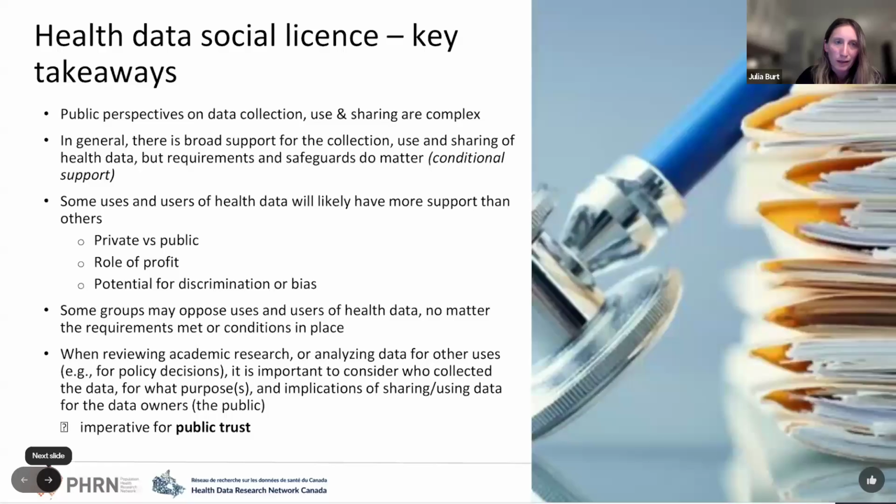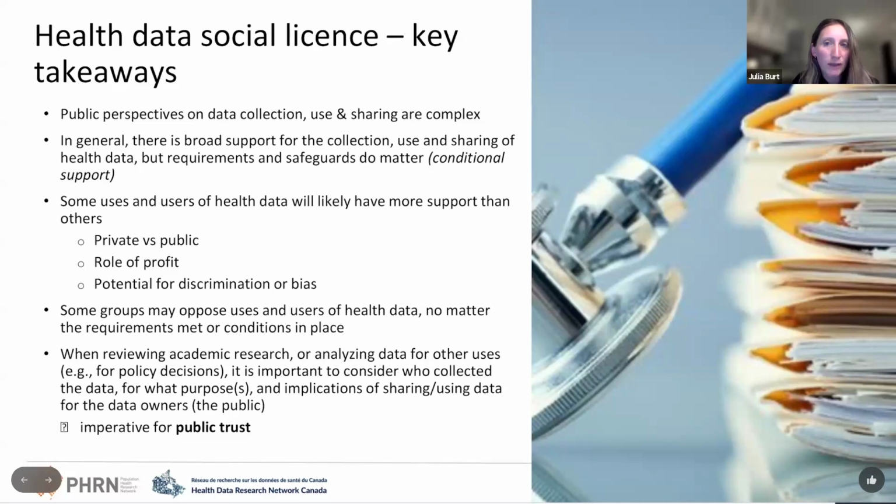And I think that brings us to some reflections and emerging issues before we get into the question and answer period. So I think in general, we can all agree that public perspectives on data collection, use, and sharing are complex. In general, we see broad public support for the collection, use, and sharing of health data, but requirements and safeguards do matter, and that's this idea of conditional support.